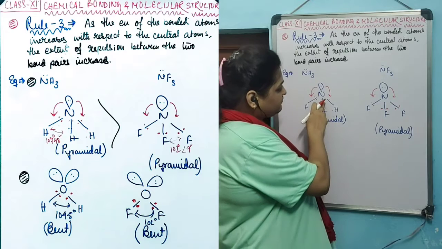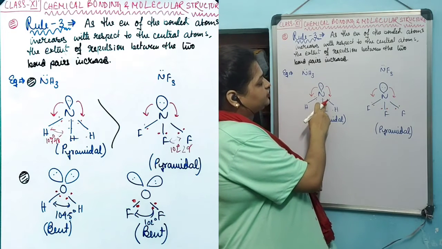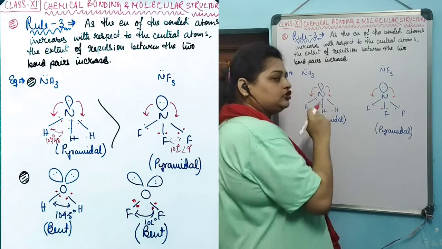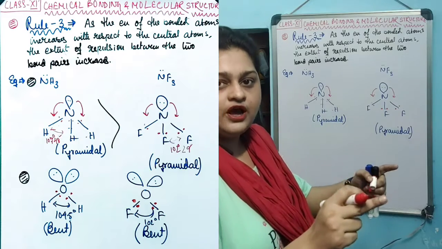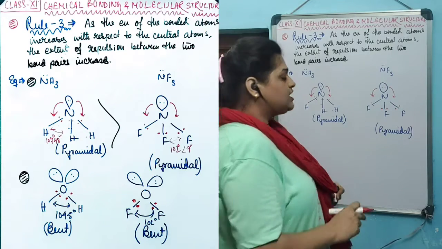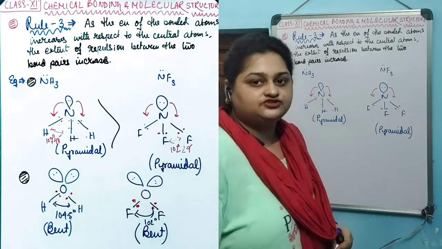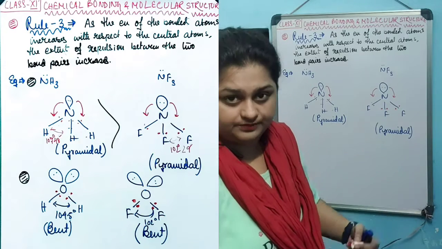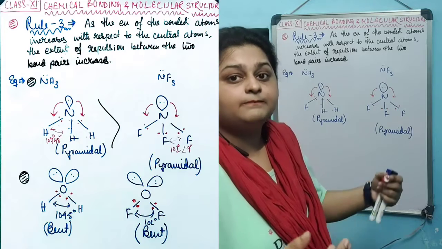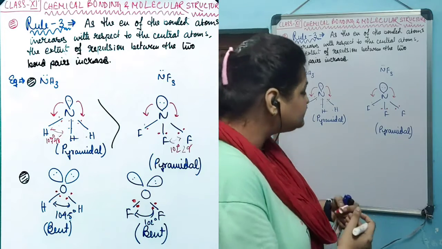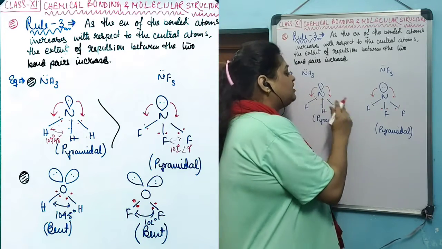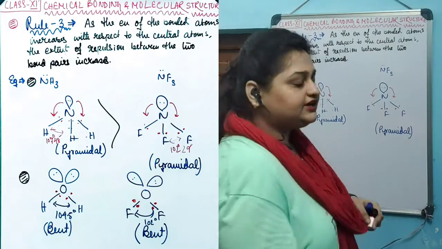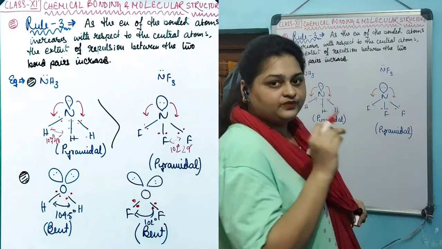In this one, evidently you can see the electron density is more concentrated on nitrogen. All three bond pair electron densities are concentrated on the central atom nitrogen. As a result, the bond electron pairs are much closer to each other, and the repulsion between them is comparatively more than in this one.